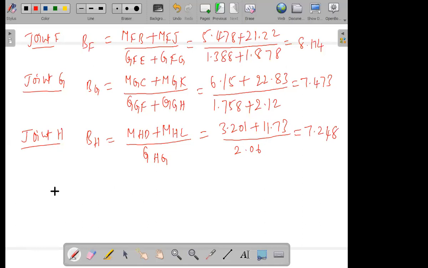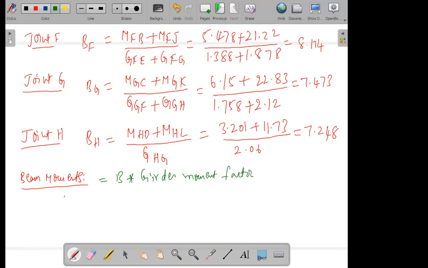capital B value. So after that, we have to finally calculate the beam moments. Okay. So beam moments is equal to capital B into Gudder moment factor.